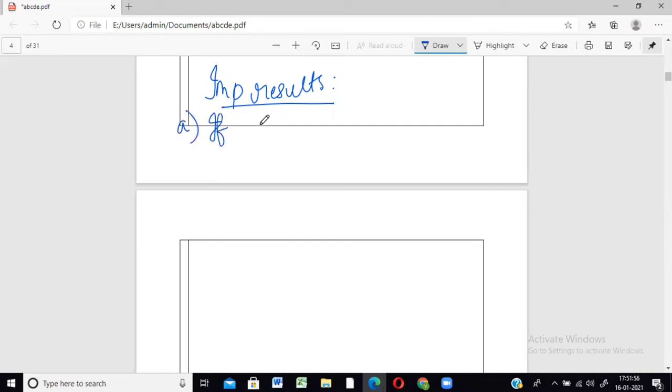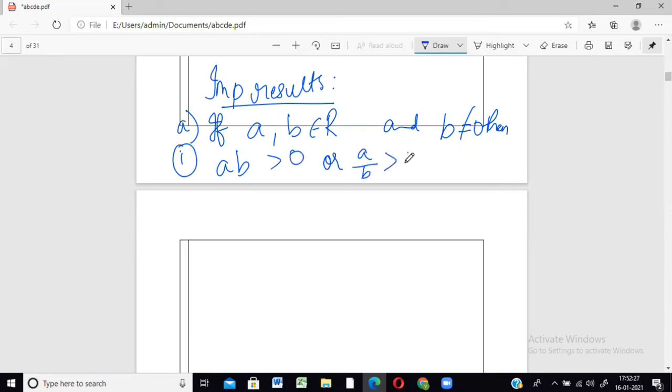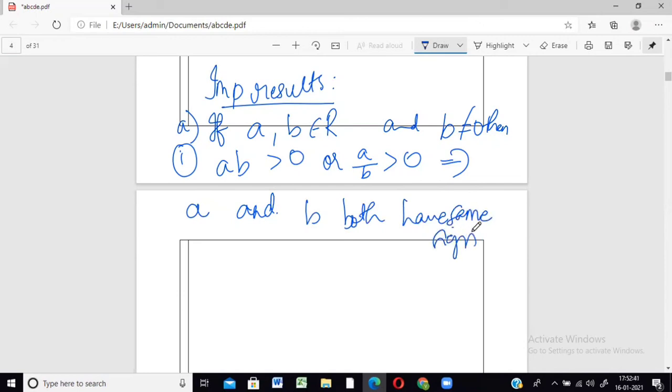Now suppose if you have two real numbers, if A and B belonging to real, and if B is not equal to 0, okay, B is not equal to 0, then you'll always have, if these two are real numbers and B is not equal to 0, then A into B greater than 0, or A by B is greater than 0, which will imply A and B both have the same sign. Okay, A and B both will have the same sign.